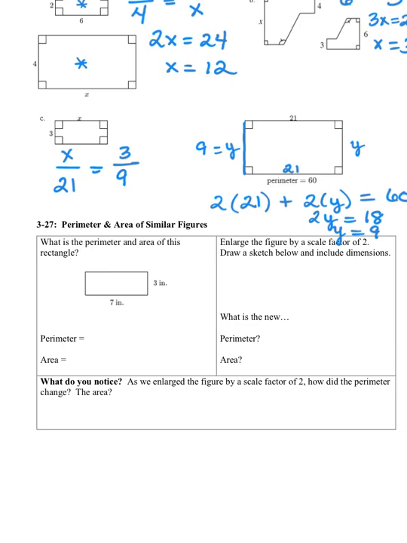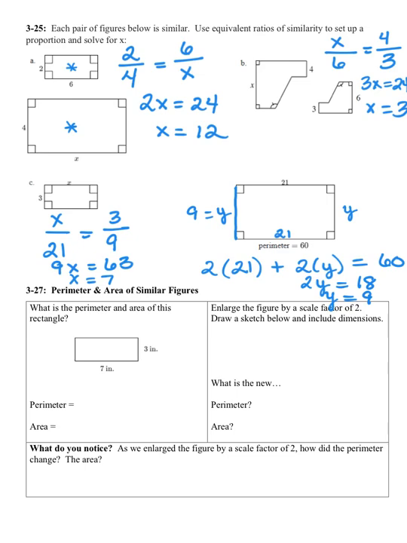And then, again, we can cross multiply and solve. 9 times x is equal to 63. And if we take 63 and divide it by 9, we get 7. So x is equal to 7.